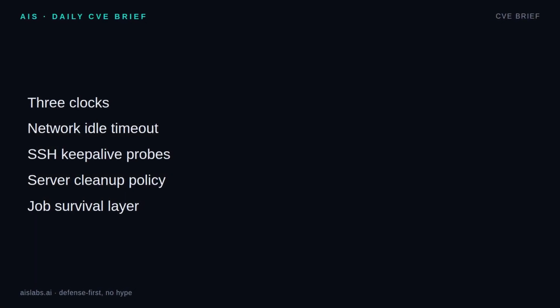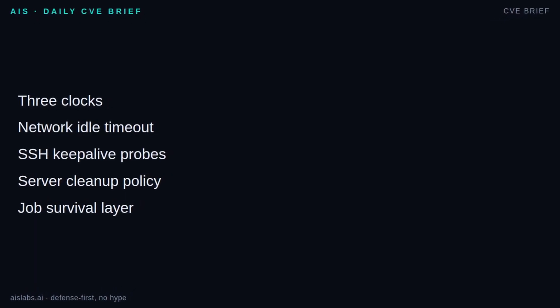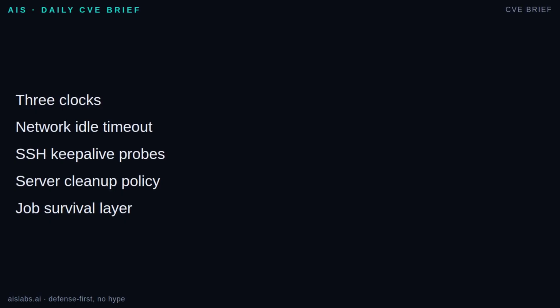There are 3 separate problems people mix together. First, middle boxes track connections in tables. If an SSH session sends no packets for long enough, the NAT or firewall may delete that entry. Second, each side of OpenSSH can send application-level Keepalive messages to prove the peer is still reachable. Third, your long-running job is a process problem, not a network problem.